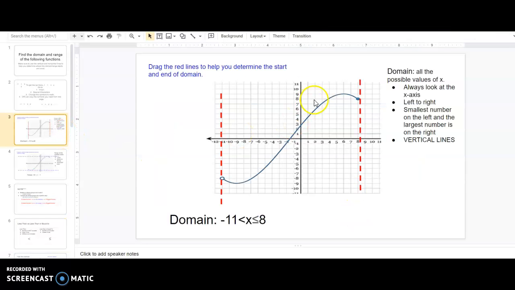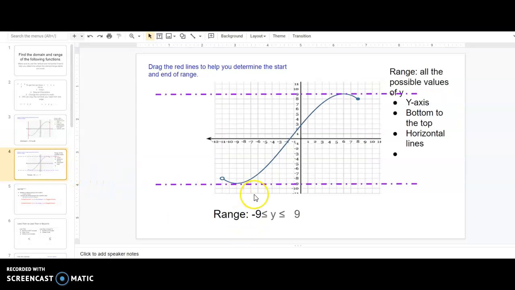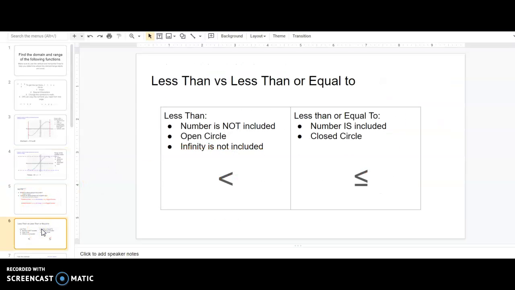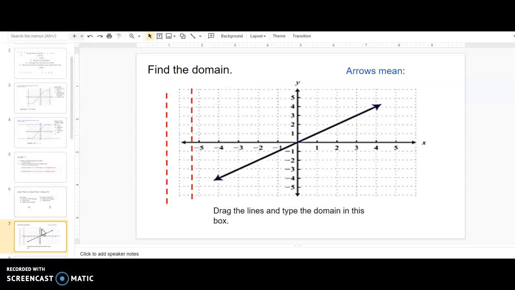So if I go to my first example, here we had a closed circle, so here it was a less than or equal to. Here we had an open circle, so here it was just a less than. And then here, we didn't have a closed or open circle. We had a solid line. The solid line means that it is included because it's theoretically closed. All right, so those are two important notes that my students always need to know.